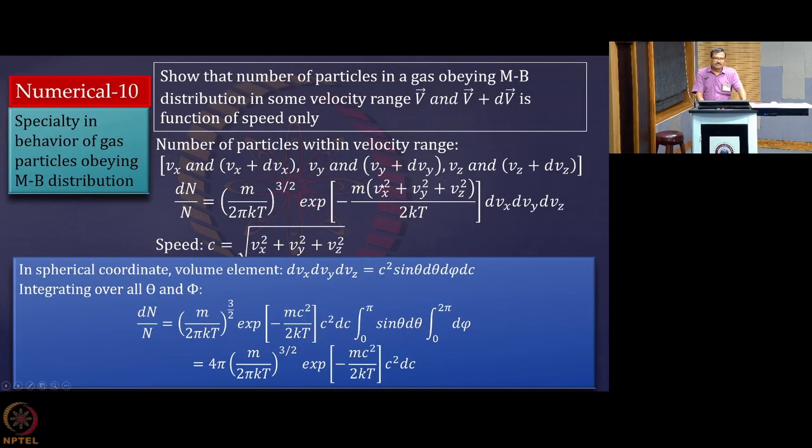So, now you know that the number of particles within velocity range Vx and Vx plus dVx, Vy and Vy plus dVy, Vz and Vz plus dVz can be written like this. Now, we know that speed is the square root of Vx square plus Vy square plus Vz square. Then in spherical coordinates, the volume element dVx, dVy, dVz can be written as c square sin theta d theta d phi dc.